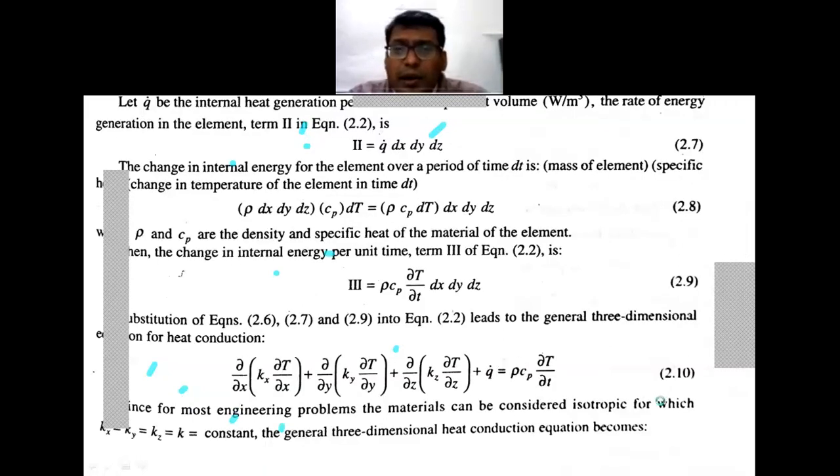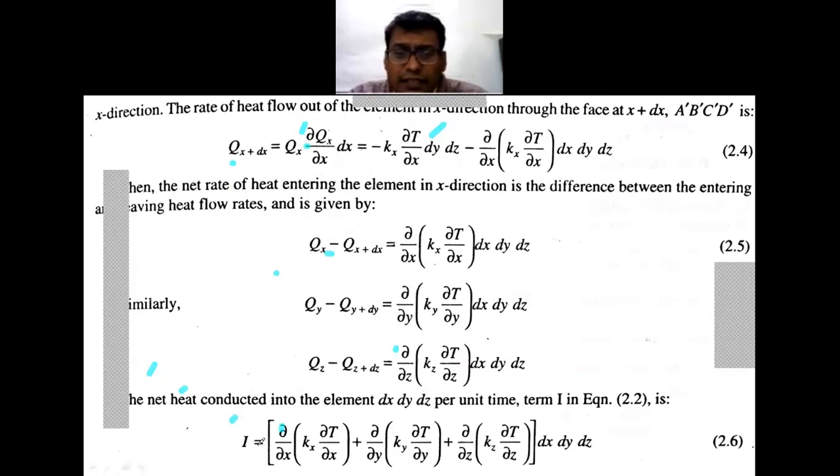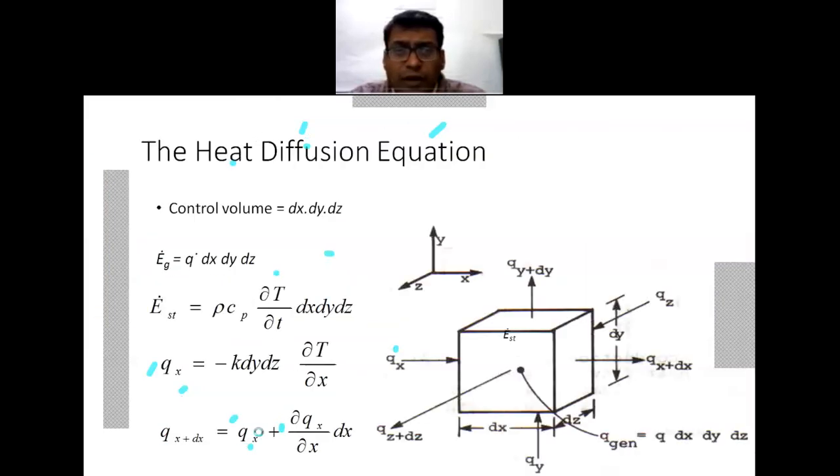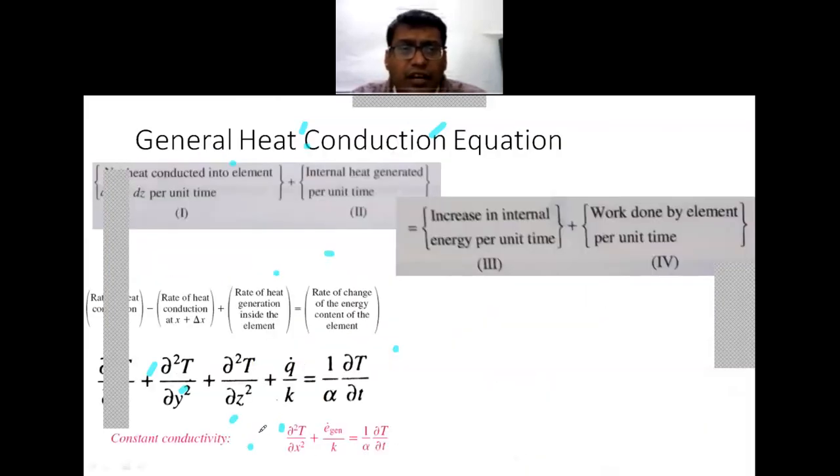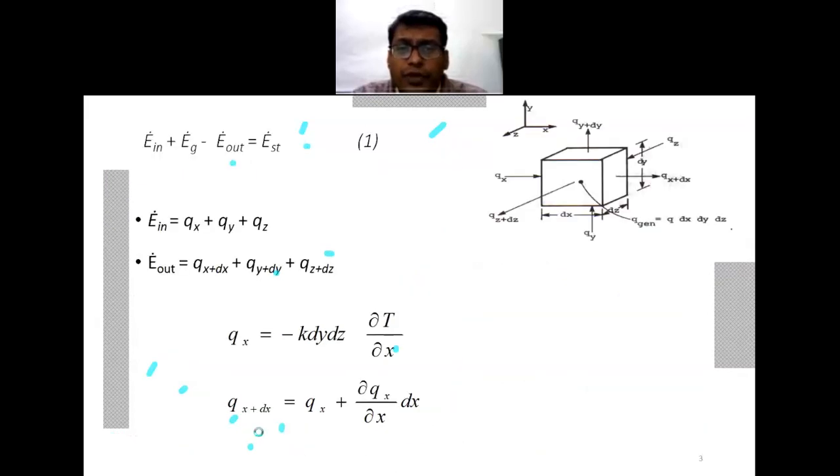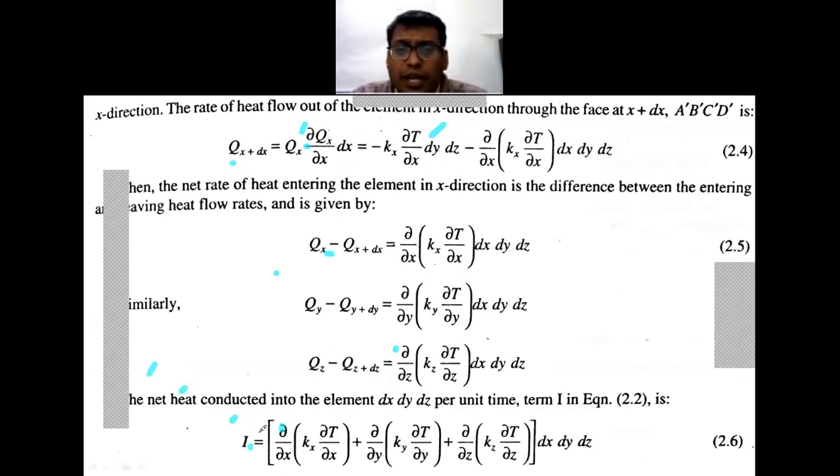So this is the first term, that is the net heat change, input minus the output in x direction, input minus output in the y direction, input minus output in the z direction. So accounting for these three directions, that will be the first term. What is my first term? That is the net heat conducted into the element in dx, dy, dz direction per unit time. So this is the first term that has been taken into account.